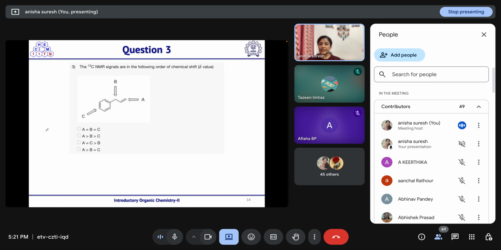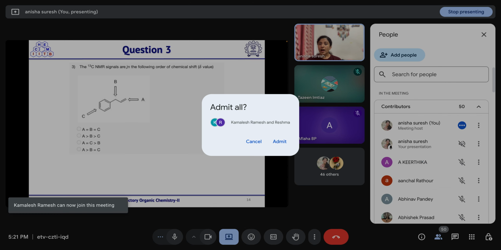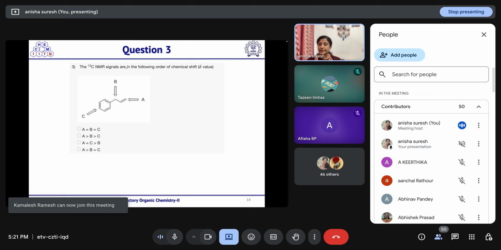Now coming to question number 3. The 13C NMR signals are in the following order of chemical shift delta value. Here this is the B carbon, this is the A carbon and this is the C carbon. So how will the 13C NMR signals come for these carbons, that is A, B and C?